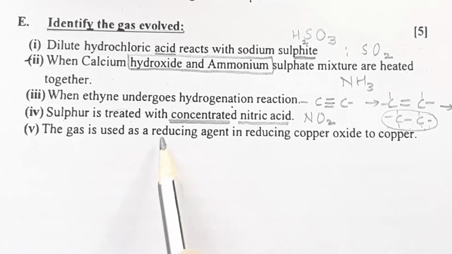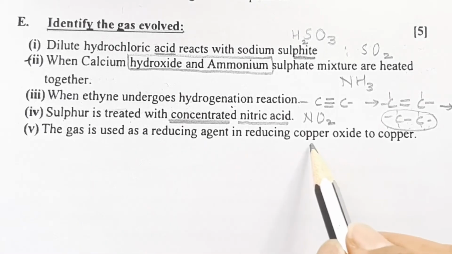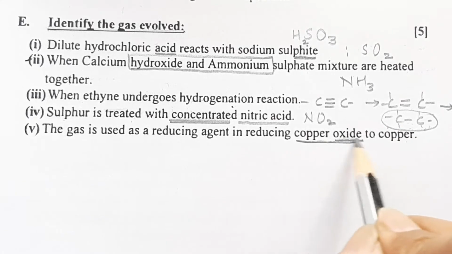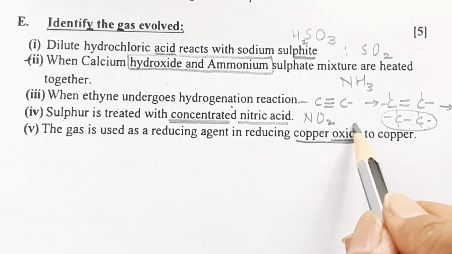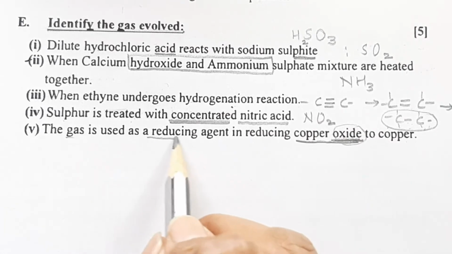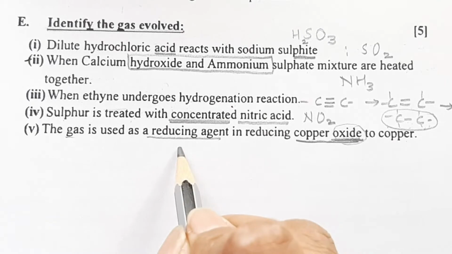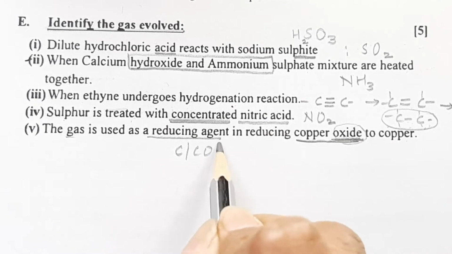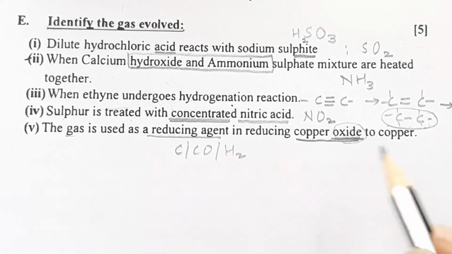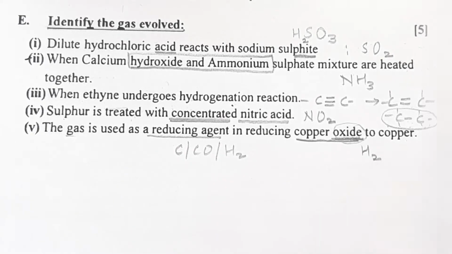The gas used as a reducing agent for reducing copper oxide to copper. Now copper oxide will have this oxygen removed. So the gas that is used as a reducing agent, the reducing agents are C, CO and H2. Okay, so you can have hydrogen as the gas.